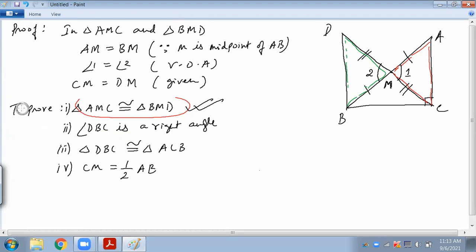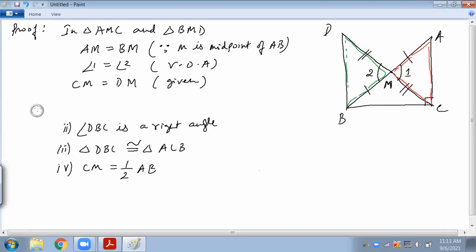So what you're getting is side-angle-side of one triangle equal to side-angle-side of the other one. So the triangles will be congruent. Therefore, triangle AMC will be congruent to triangle BMD. By what congruency? SAS congruency.